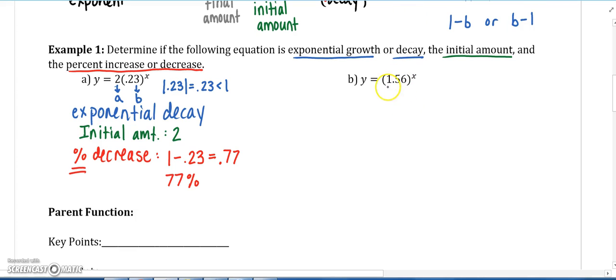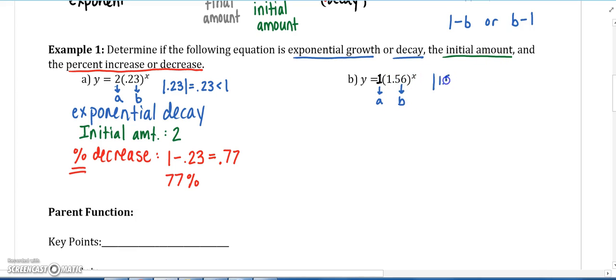So same idea. Let's see, I need to find my a and b. Well, there's no number here. So do you remember what you're multiplying by if it's not written down? Hopefully you said 1, because that would be right. If we don't have a value that we're multiplying by, then it's just times 1. So 1 is our A value, 1.56 is our B.